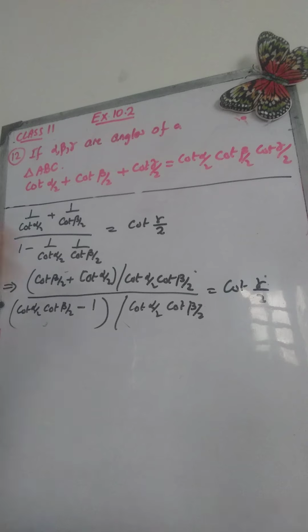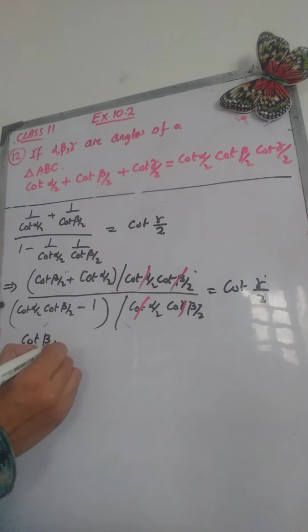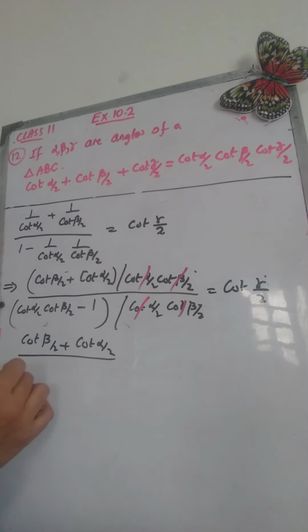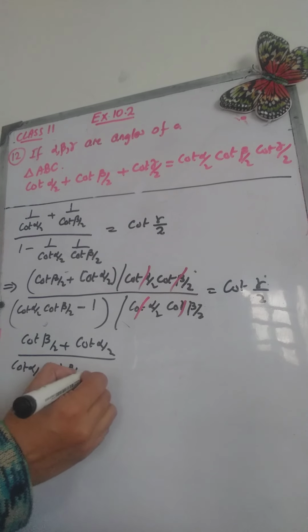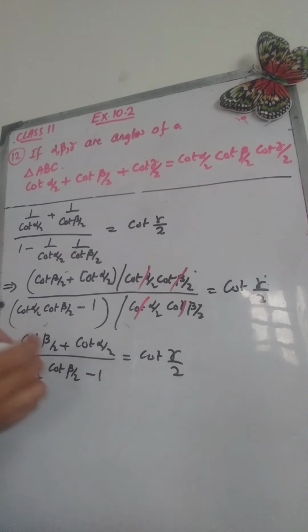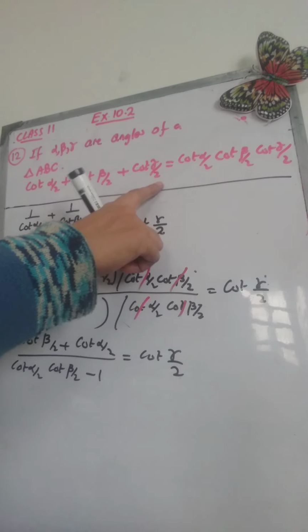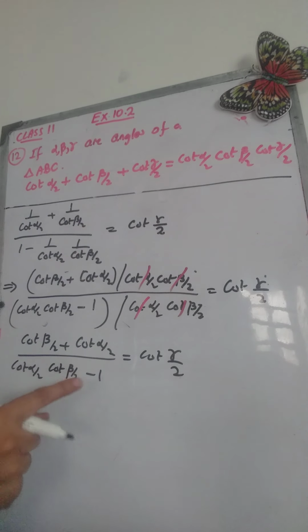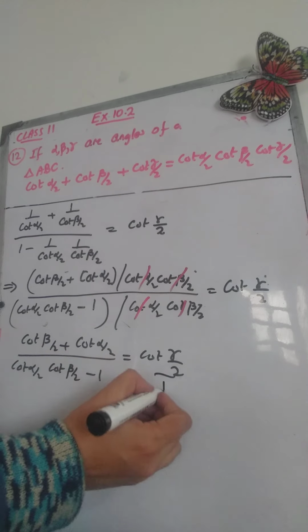Okay, so cancel out all the same terms and we are going to get cot beta by 2 plus cot alpha by 2 over cot alpha by 2 cot beta by 2 minus 1 equals cot gamma by 2. Now, in this expression we don't have any denominators, so I am going to cross multiply these.